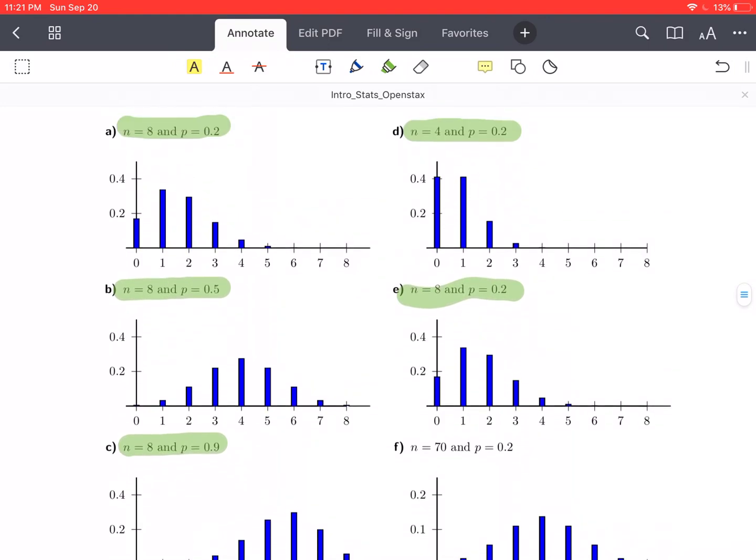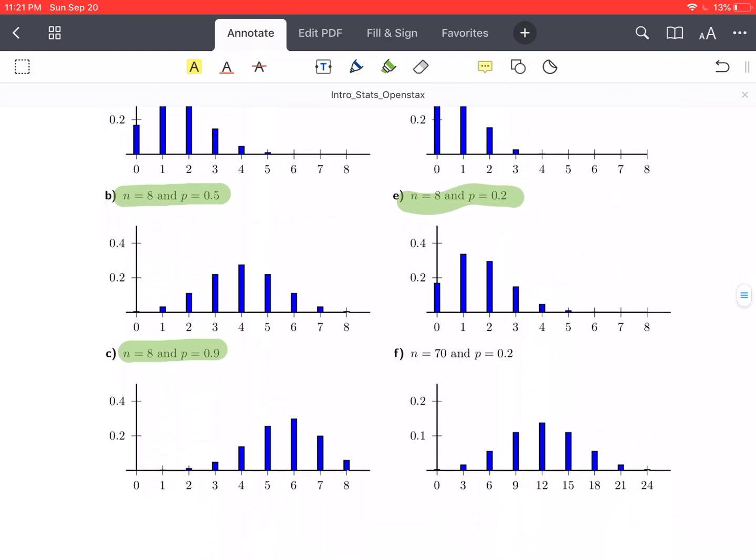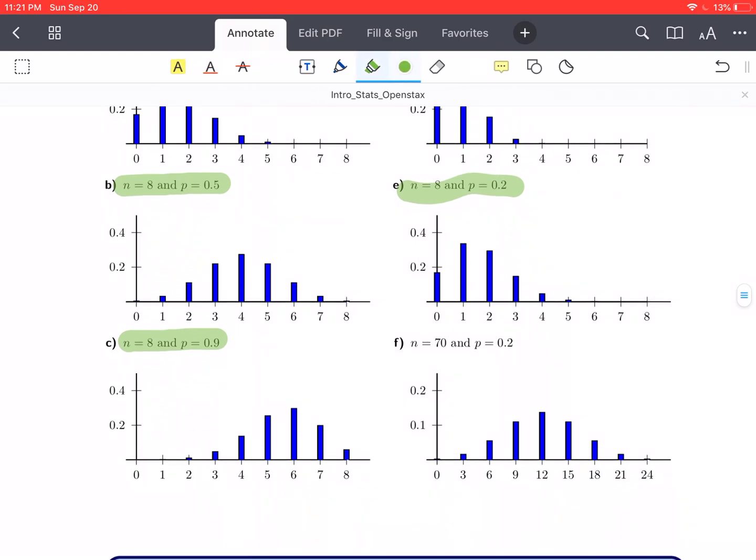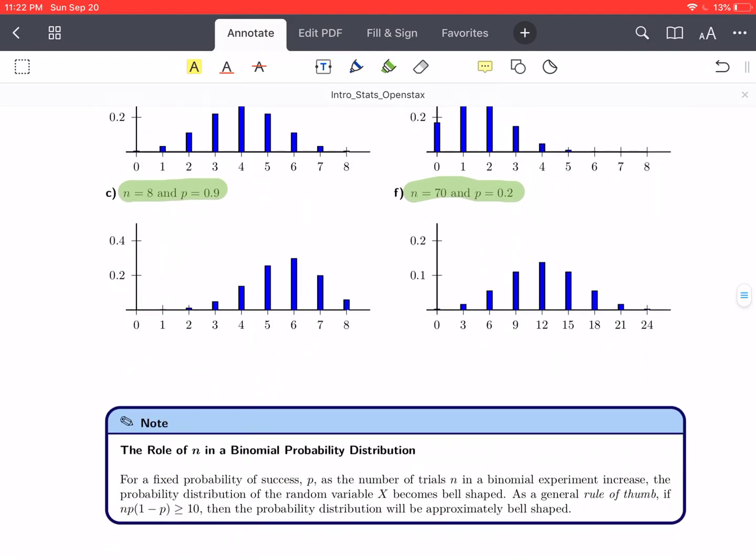Okay? And then we see when we have 8 trials and 0.2, which actually is the same as A, right? So we're just comparing again. But then, what happens if we do 70 trials at 0.2? Notice this smoothed out much more nicely into that bell curve shape. This is going to be important later on. Again, this concept that you want to have as many trials as you can because it's going to make your data more accurate. And that's kind of what this describes down here.